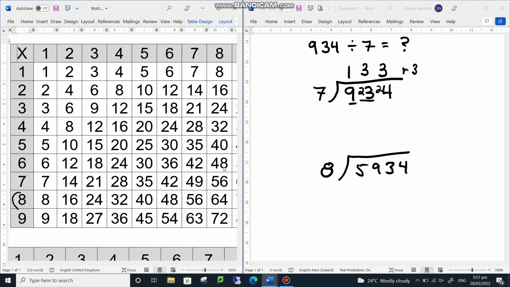So we're dividing by 8. So we're going to be looking at this row going across. Now 8 doesn't go into 5, so that's nothing. So now it's going to be both of these.